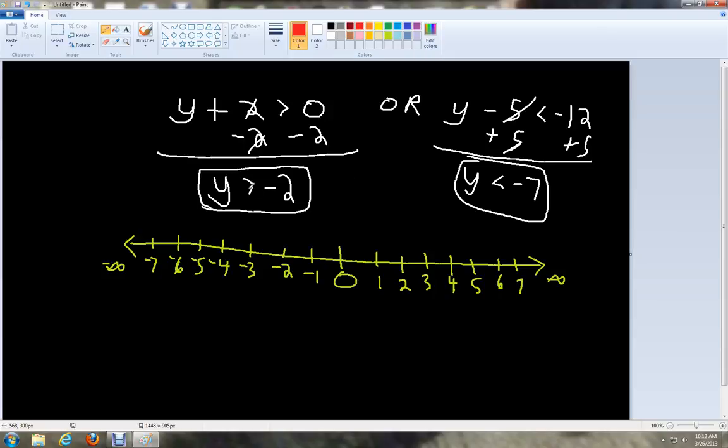So let's graph y is greater than negative 2. So we'll find negative 2. It's going to be an open circle because it doesn't include that value, negative 2. And then we shade everything to the right to positive infinity. And then we also have y is less than negative 7. So we'll use this color. y is less than negative 7, so we use an open circle, and then shade everything to the left.